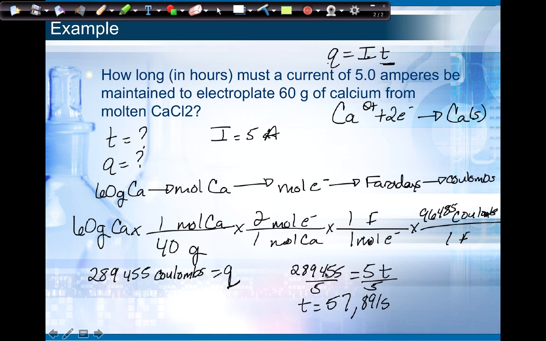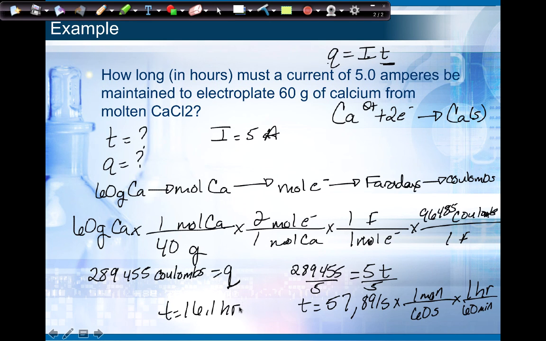So this is seconds. Whenever we plug into this equation, we're going to get seconds at the end. So now I need to convert this into hours. So convert it to minutes, then convert it to hours. All right, so once I do that, I'm going to get my time of 16.1 hours.